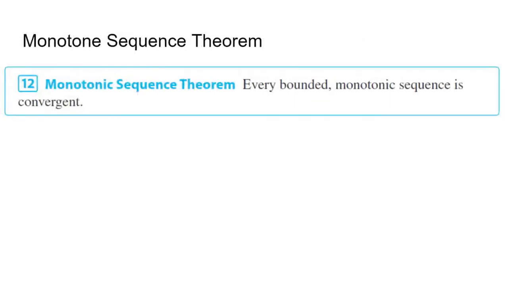Every bounded monotonic sequence is convergent. So instead of evaluating a limit, we can just show that a sequence is bounded above and also show that it's either increasing or decreasing or non-decreasing or non-increasing, in which case we know it's convergent. We may not know what it converges to, but convergent.